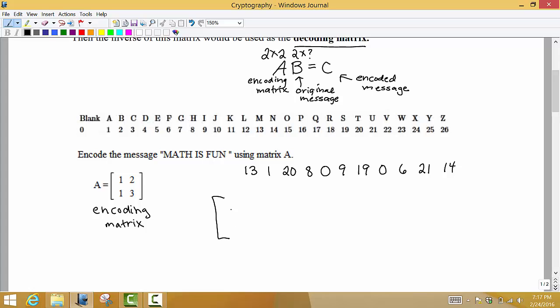So we're going to make the 2-row matrix by weaving in and out. I'm going to start at the 13, and then below that I'm going to put the 1. And then I'm going to go to 20, and then below that I'm going to put the 8. And then I'm going to do 0, and then put the 9. So we're going up and down, weaving in and out. So then 19, and then 0, 6, and then 21, and 14. Any empty spaces, we're going to put a 0 there. So this is our, I'm going to call this B, this is our original message.